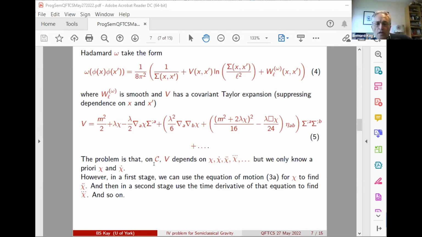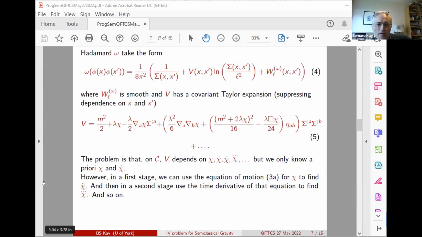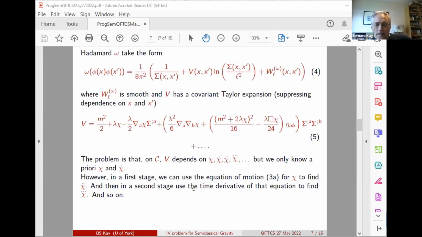And the problem is that on C, on our surface, V, as you can see from this expansion, depends not just on chi and chi dot, which are the data we expect to need to specify for this problem, but also on chi double dot, chi triple dot, and so on. Okay. However, we can imagine a process where in a first stage, we use the equation of motion, that's this equation here, 3a, for chi to find chi double dot, because chi double dot can be extracted from this term in the equation. And then in a second stage, we could use the time derivative of that equation to find chi triple dot, and so on.